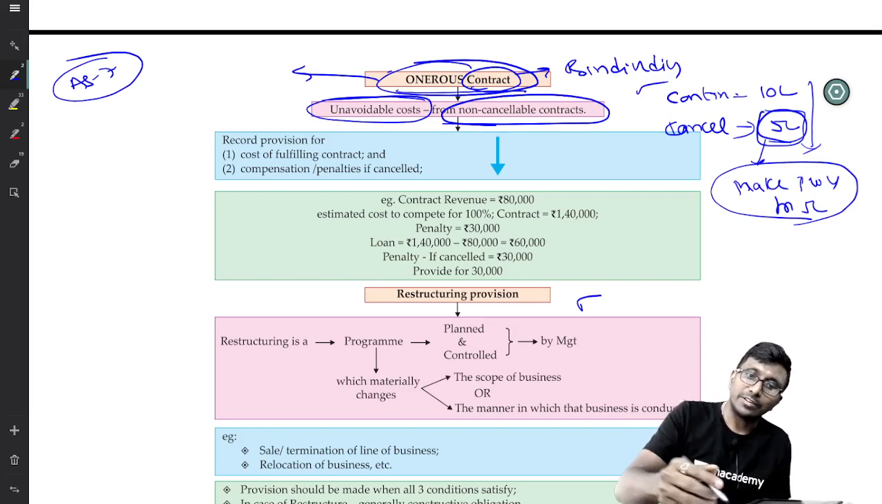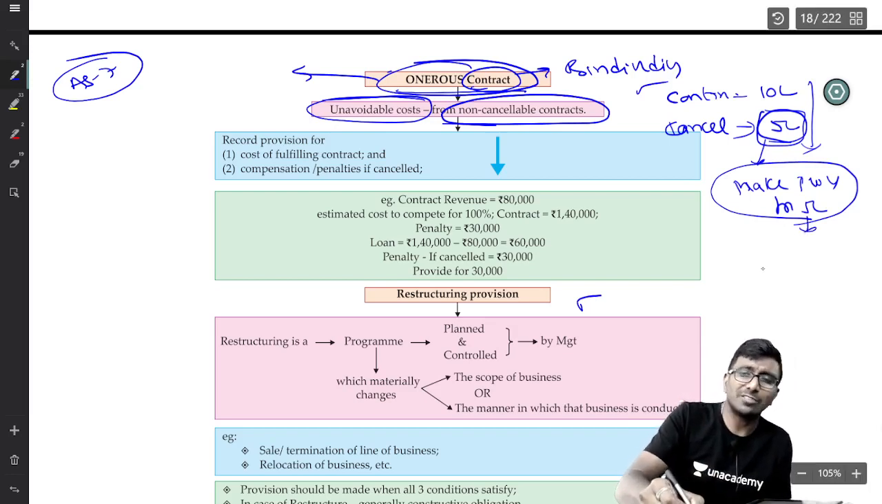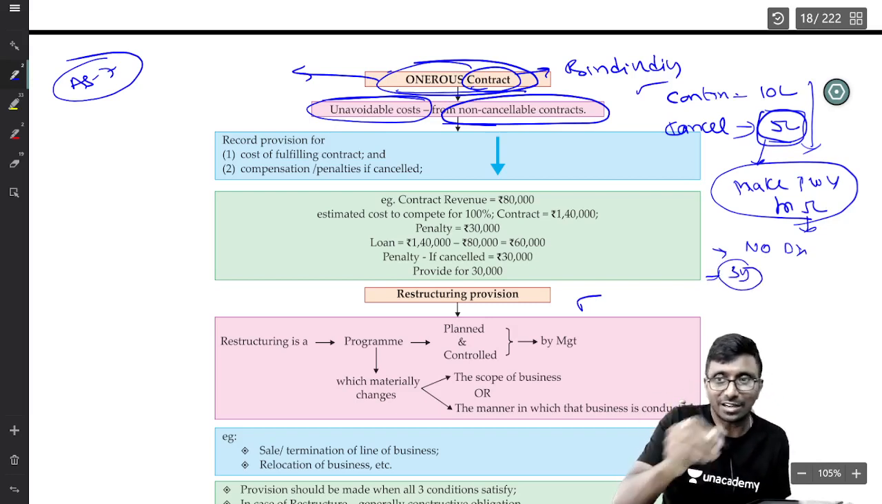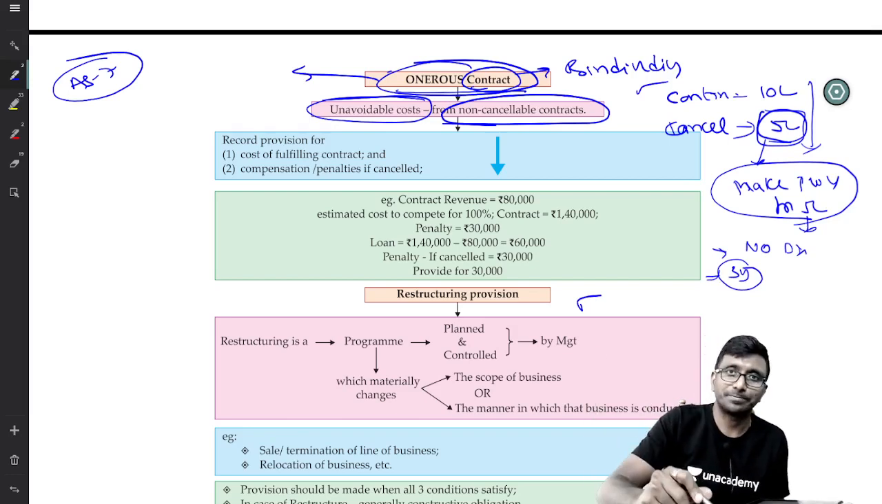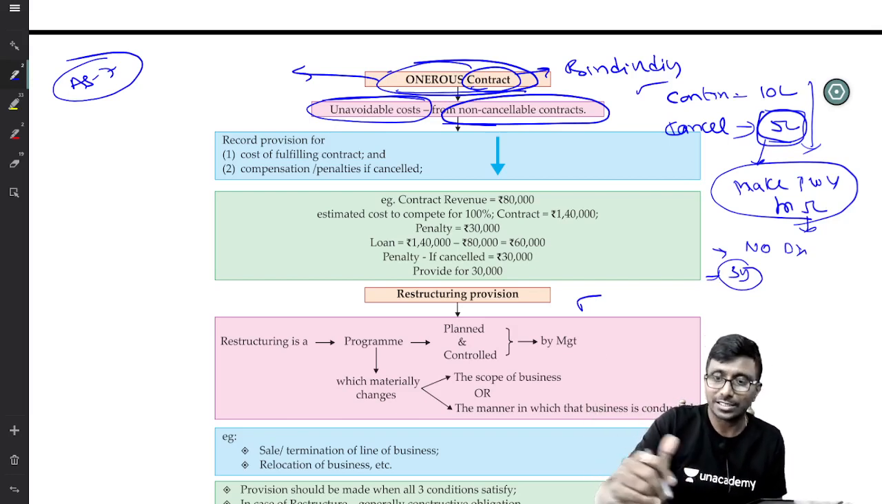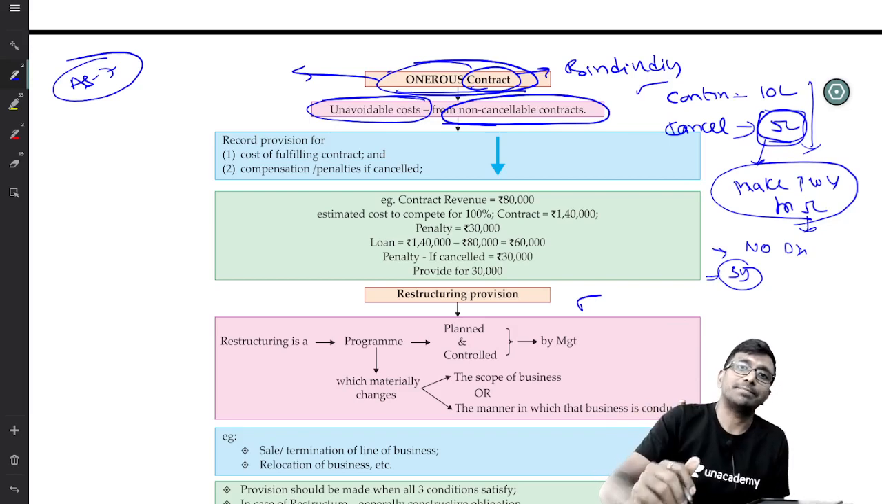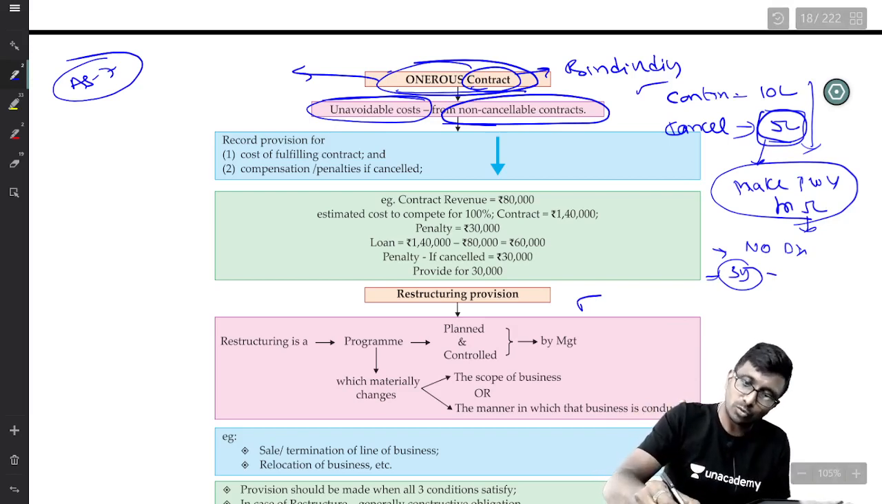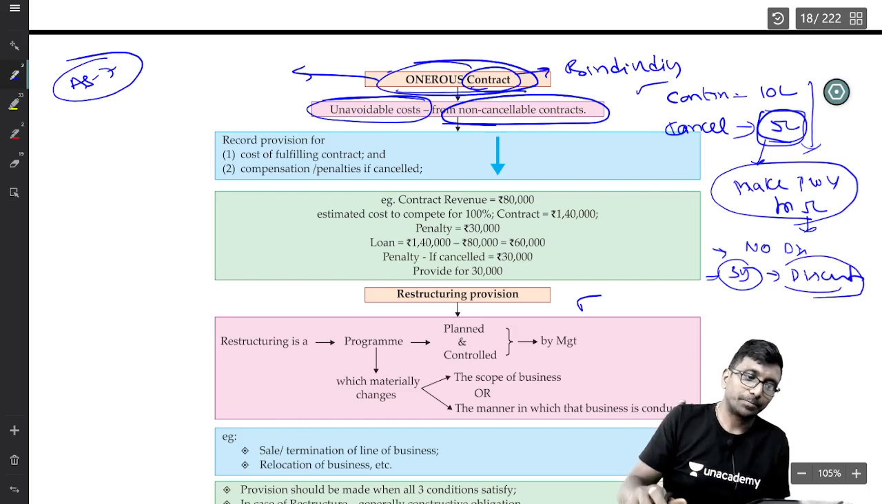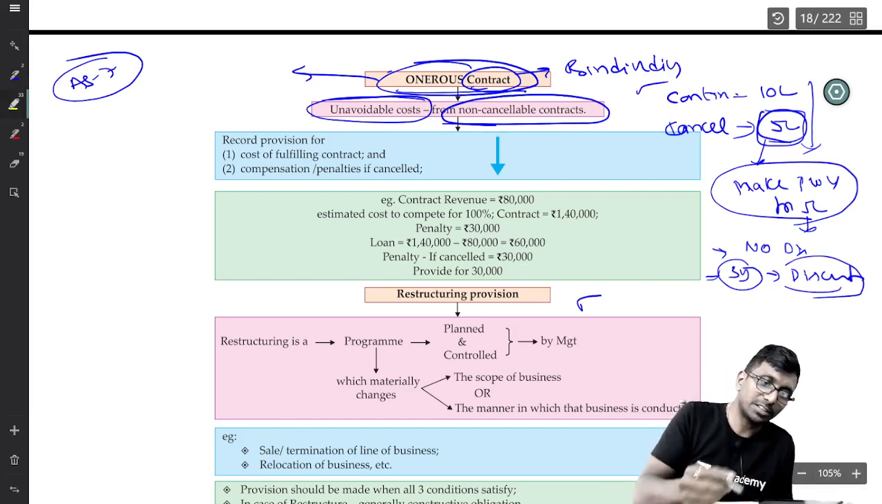When are you going to pay this penalty? Sir, within 1 year. Within 1 year means no discounting. No, sir, I will be paying after 3 years. Then for the provision, whenever I say discount, the discount rules apply. Provision, whenever I say discount, the rule is the rule. You have to discount for the same.